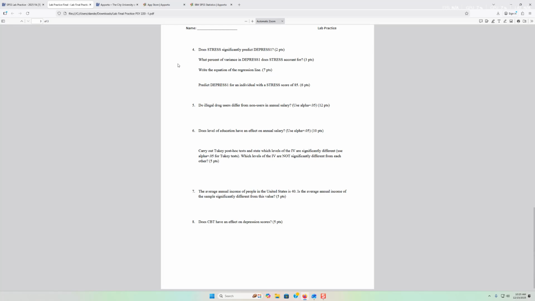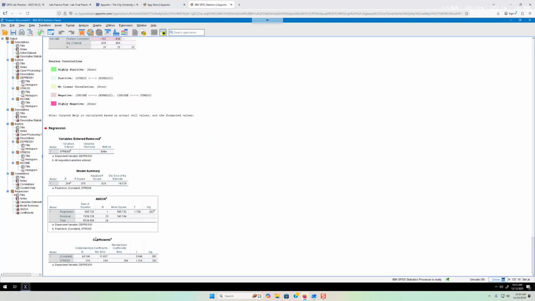Predict a value of 85. All you have to do is put in 85 here. So there'd be 0.216 times 85 for stress. 0.216 times 85 plus 43.196 would be your predicted value for a stress score of 85.